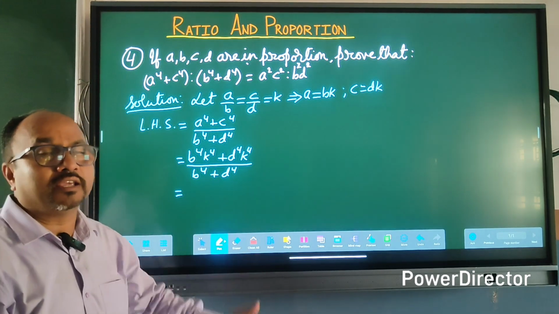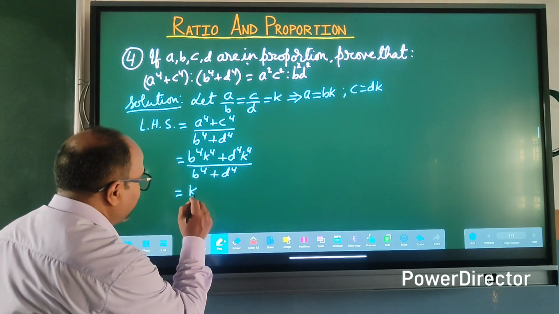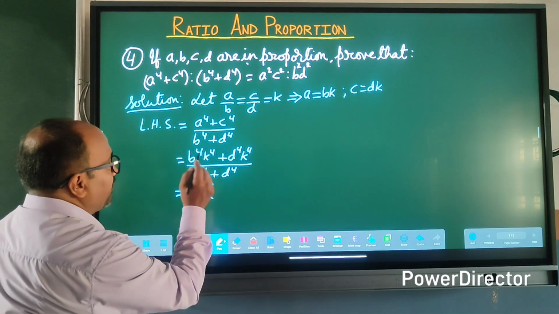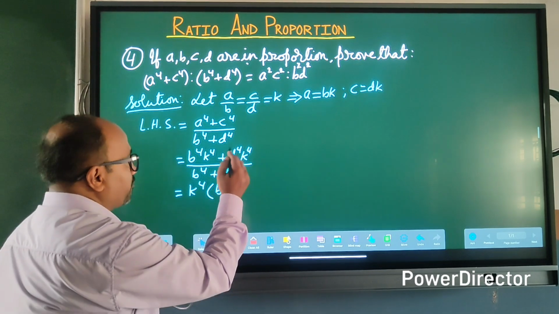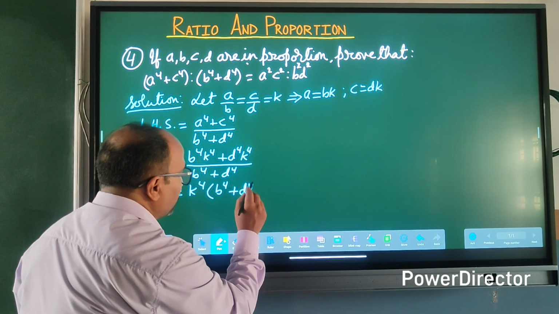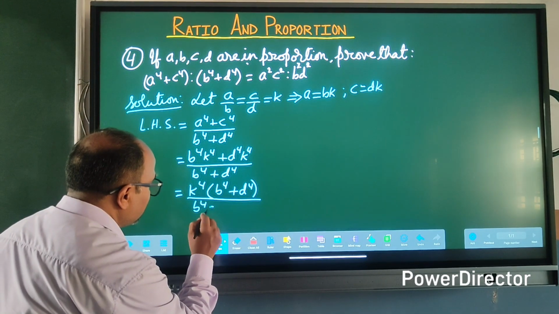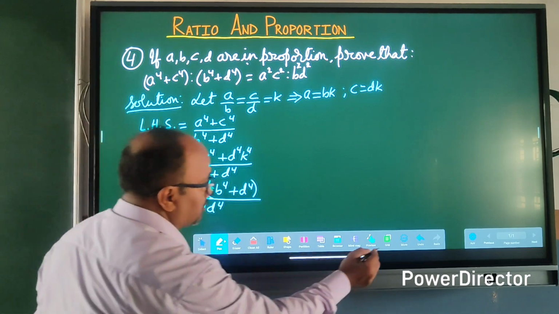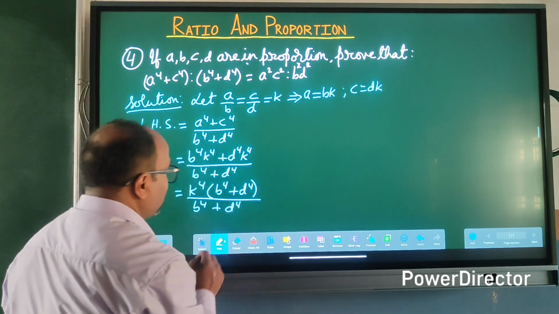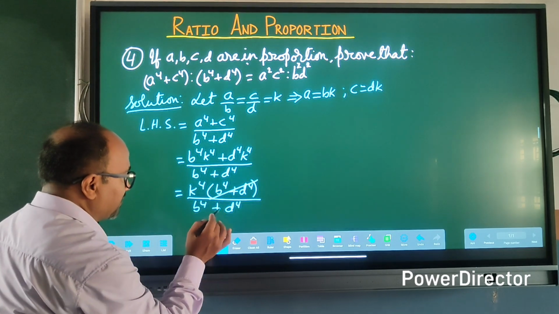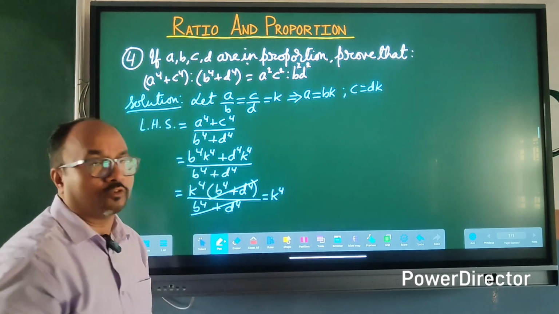Now you get to see in the numerator part that K4 is coming as common. So we write that common. So from here if K to the power 4 is taken common, you are left with B to the power 4 and from here you are left with D to the power 4. Denominator remains as it is, plus D to the power 4. So now this part is getting cancelled with this. So we are left with K to the power 4.